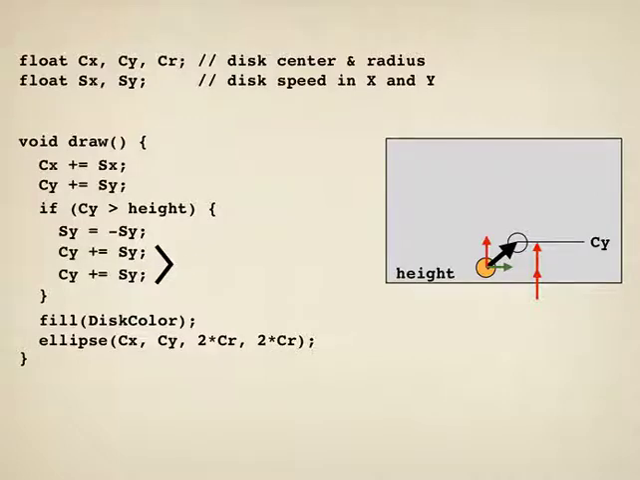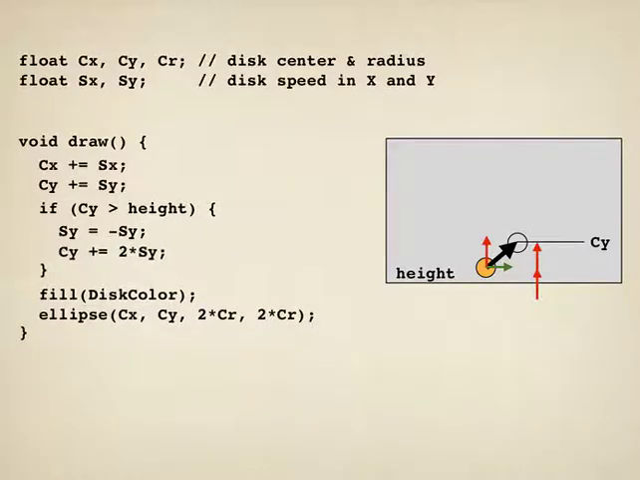Well, we can replace this with one line. CY plus equals 2 times SY. Generally, I think that's a nicer way to go. There's no reason to repeat that line twice. It takes up room. It's a place where you could make a typo. Less is more. So let's get rid of those two lines that are identical and replace them just with this one line that does the same thing. And that does the trick. That bounces us off the bottom of the screen.